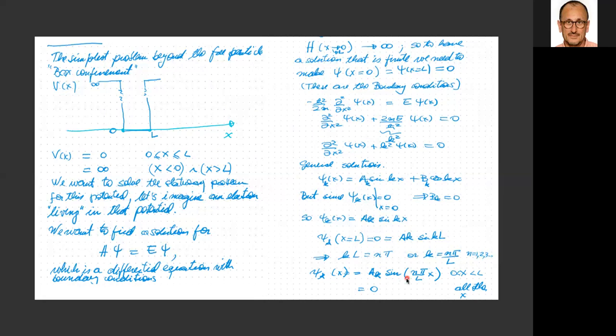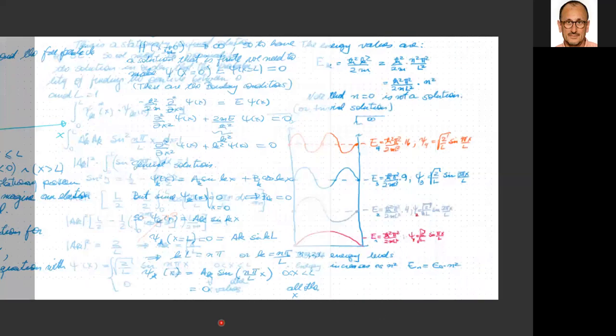So this is the general form of the nth solution of the wave function in this region. It's valid between x equals 0 and x equal L, and the wave function is 0 for all other x's. So this is my solution to the problem.